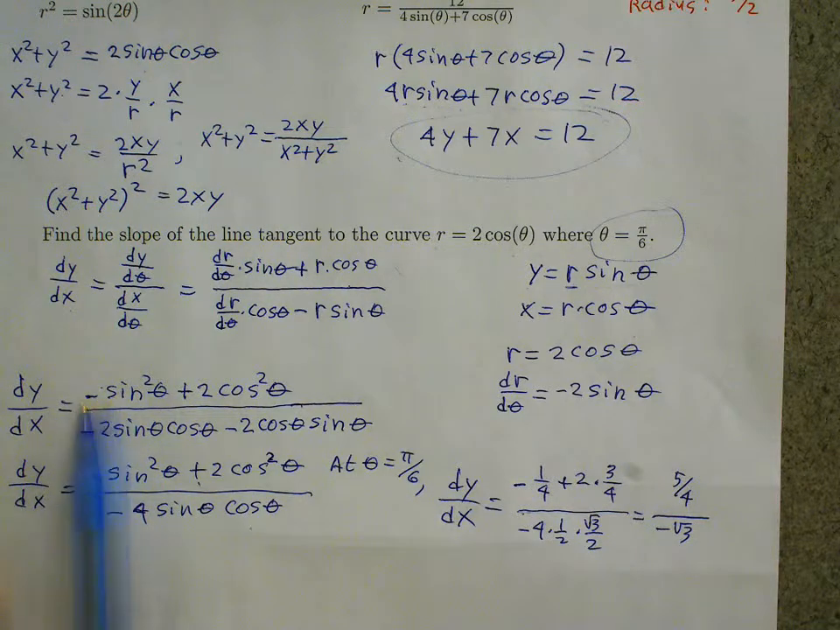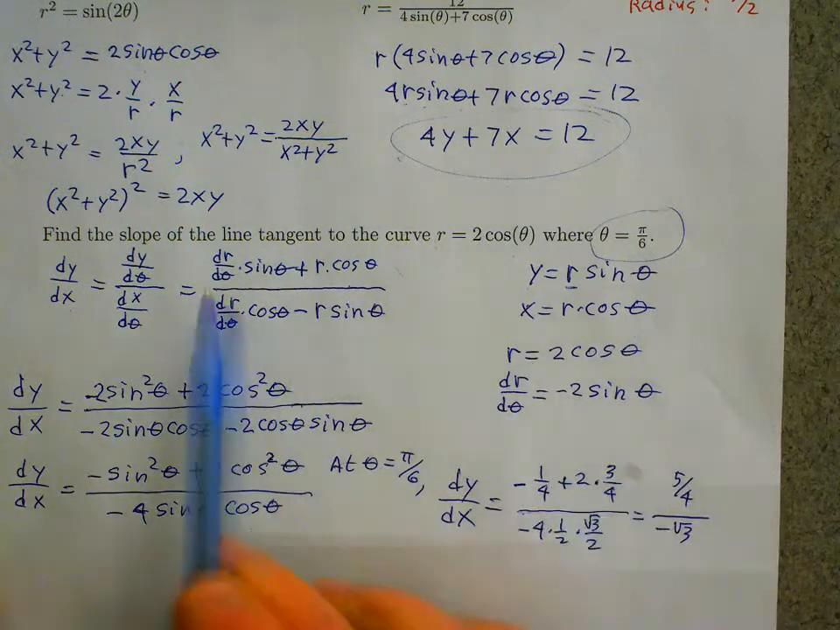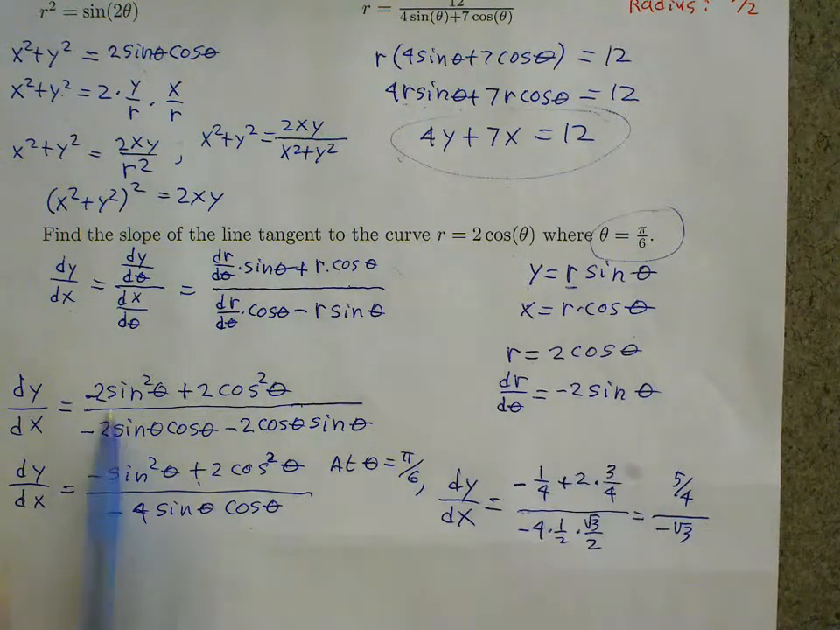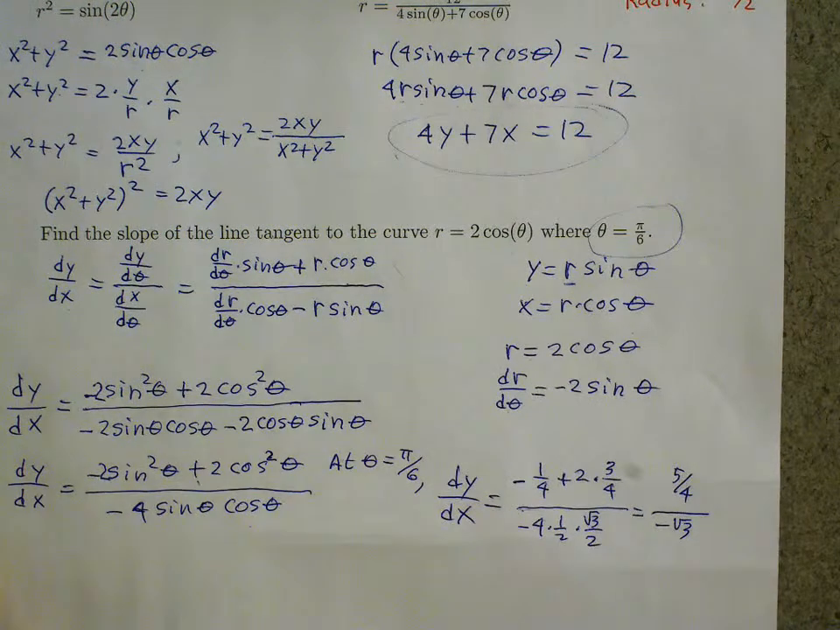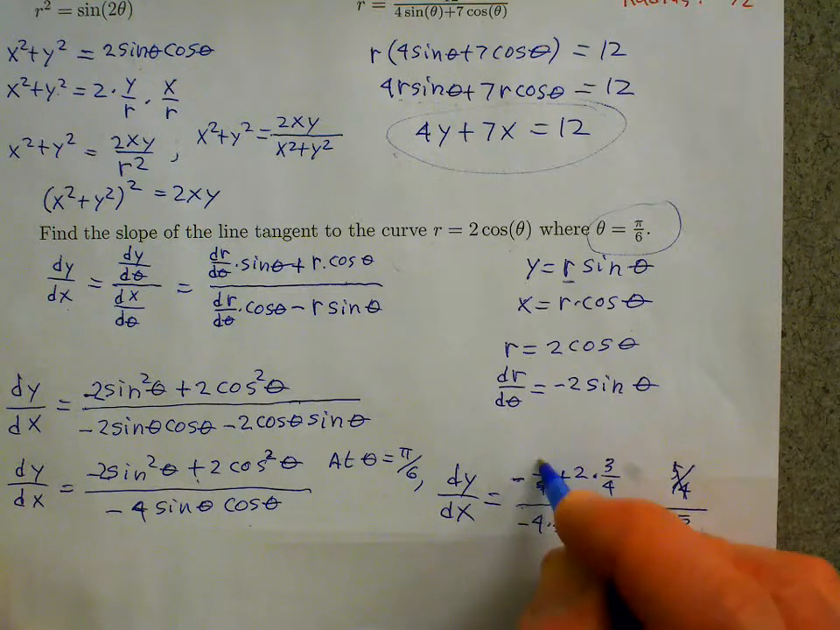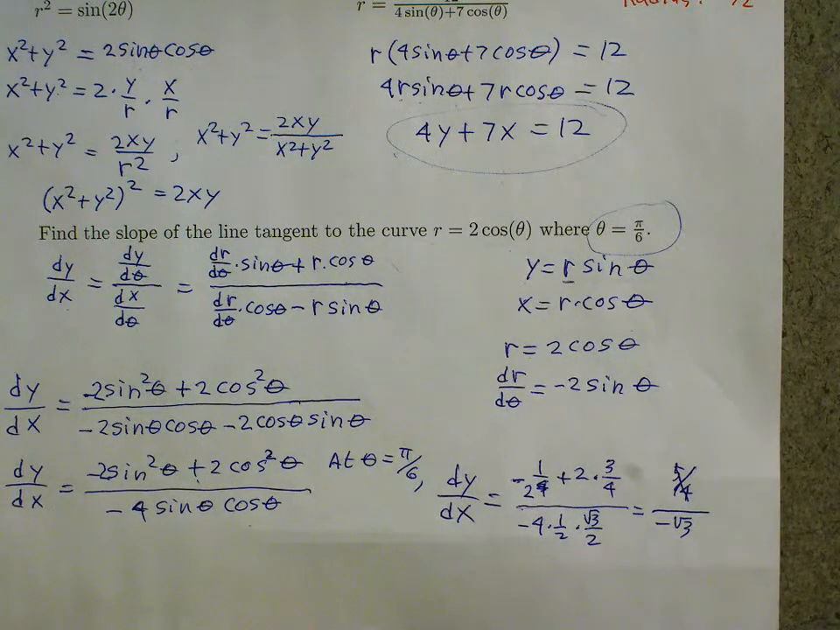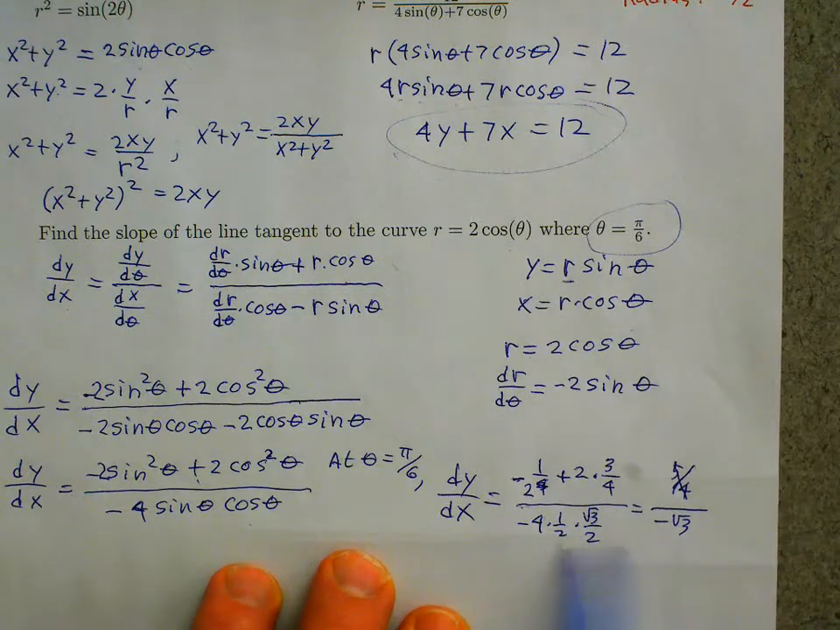Yeah, up here, I'm missing a factor of 2, so this should be minus 2, because dr d theta is negative 2 times sine of theta. So this one is negative 2 again. So if I just multiply this by 2, this just becomes negative 1/2, right? Yeah, so this will be negative 1/2, and then plus 3/2. I'll write it again below that. I think we're okay in the denominator.